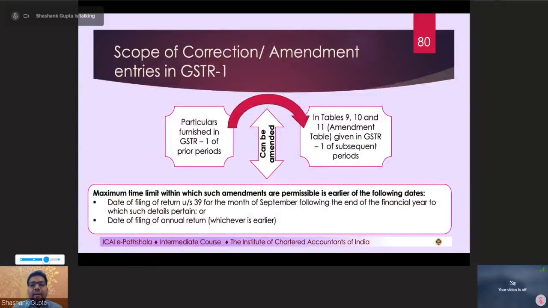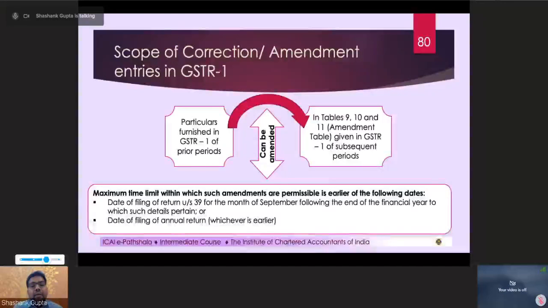Now, if there has been any error in GSTR1, then revision of return, no return can be revised under GST. However, necessary correction can be done through amendment entries in the returns for subsequent months. So suppose there is any error in the return for the month of April, you can undertake an amendment in the return for the month of May, June, or any month thereafter, but not later than September following the end of the financial year.